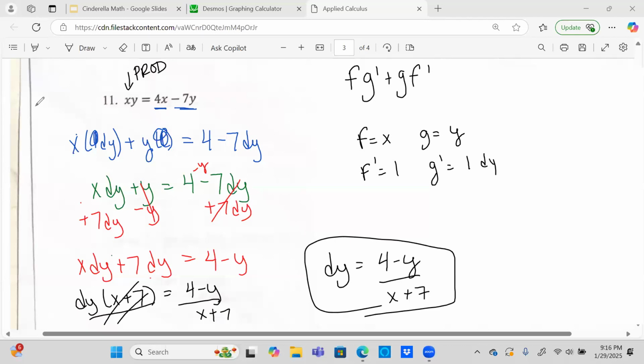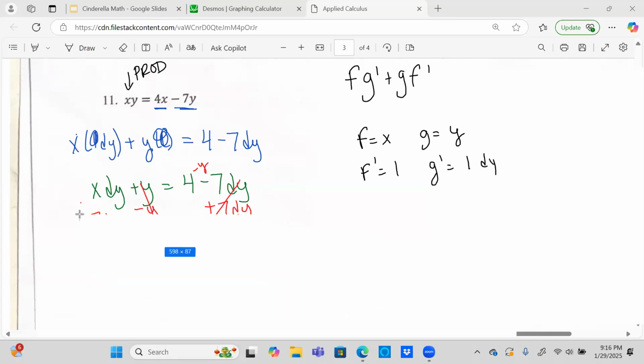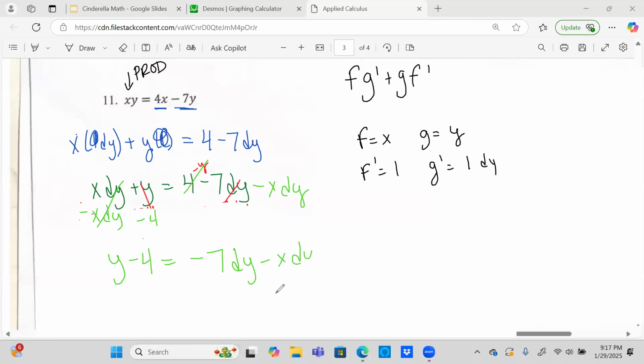So what I mean by that is if I go back to this step right here, and I move the other way. So I'm going to be in light green pen. If I move this way and I minus the 4, so this gives me now y minus 4 equals negative 7. Is that the way I moved? Yeah. Dy minus x dy. Then I would factor the dy on the right and divide. So we get y minus 4 over negative 7 minus x is dy.